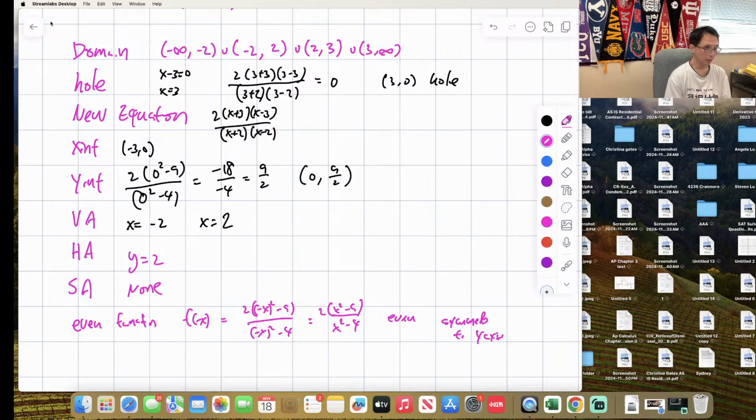X-intercept? I set the numerator equal to 0. I set this part equal to 0, and I find it's x plus 3 and x minus 3. But x minus 3 has a hole, so I exclude that one. When you graph that, you circle the hole. What do I do? You graph a circle over the hole with its coordinate.